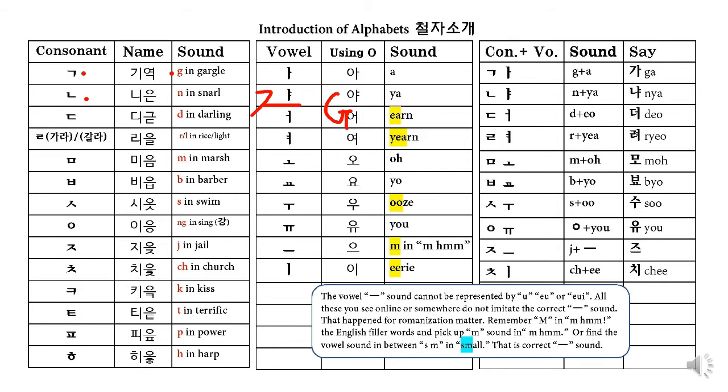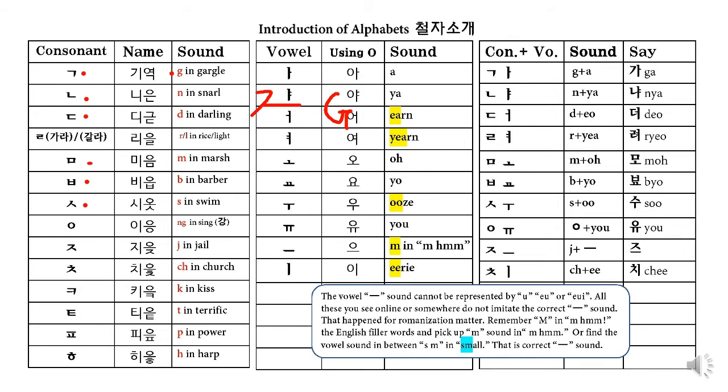Nyun, this is n, snar, t. Tigut, t, darling. Ryul, this has two sounds, R and L. When it sounds like R and when it sounds like L, we will study this later in this chapter. Mium, this is like m in marsh. Biup, this is like b in barber.